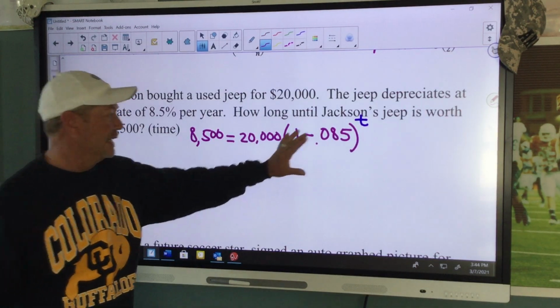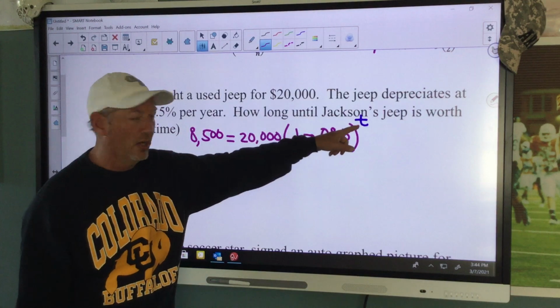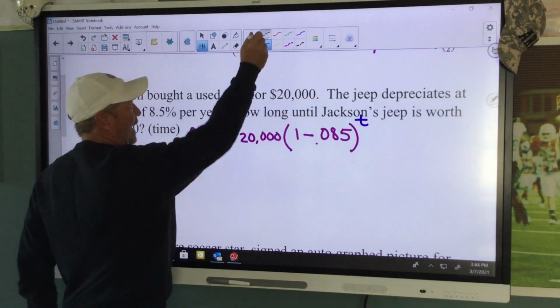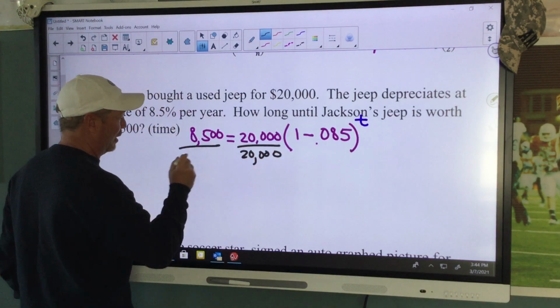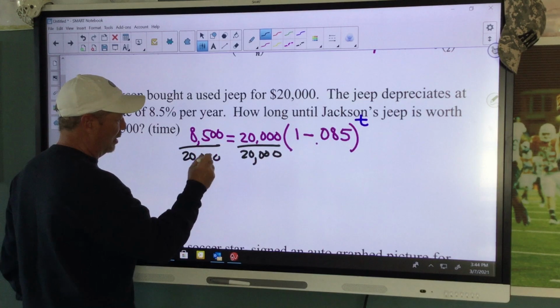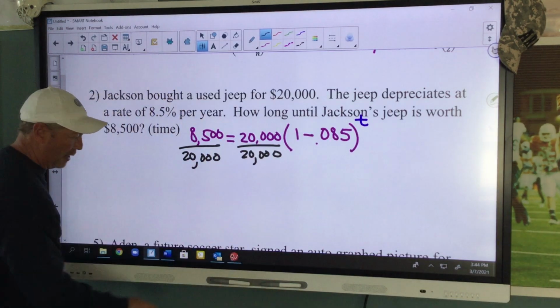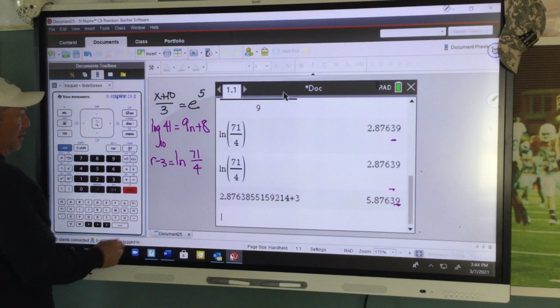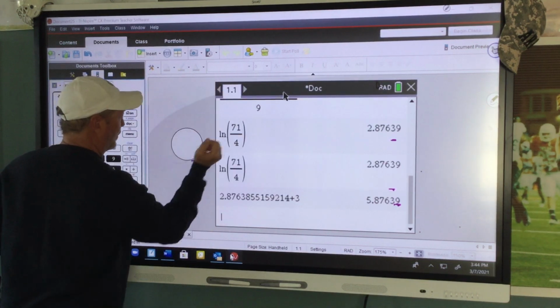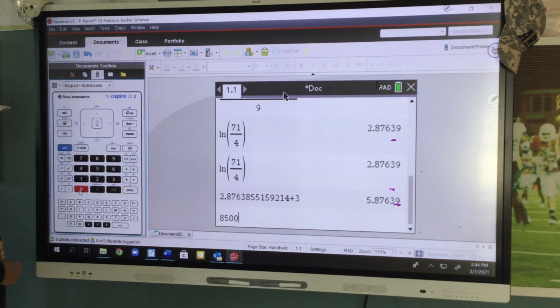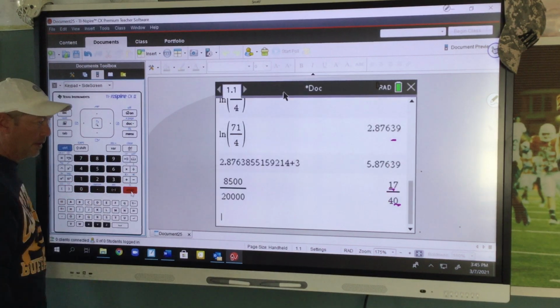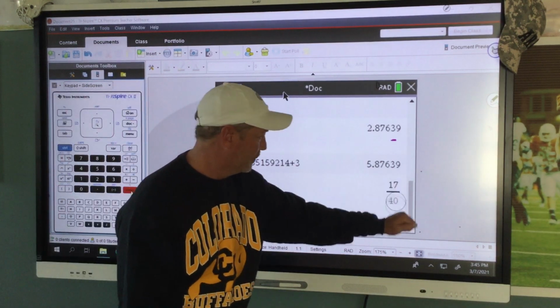Step 1 is we need to isolate the exponent part because there's your unknown, your variable. So we will ask you to divide by 20,000. So we're going to say 8,500 divided by 20,000. Let me erase this because we're not going to use this anymore. All right, so we have 8,500 divided by 20,000. Enter. We're going to get 17 over 40.